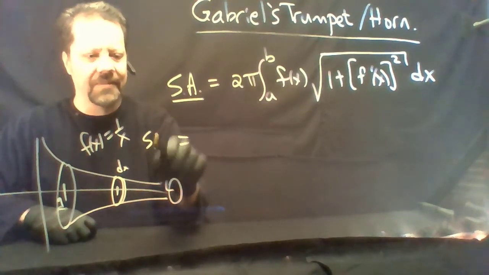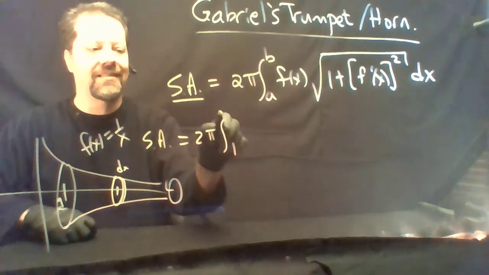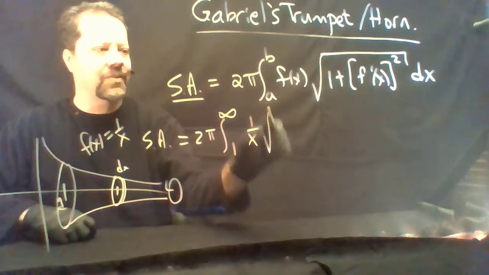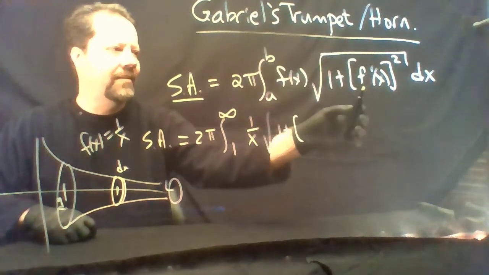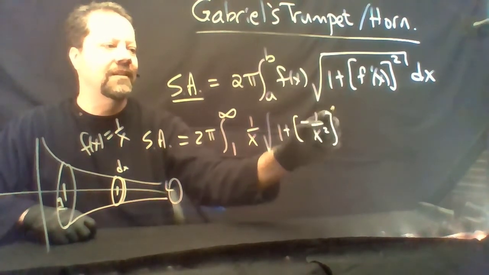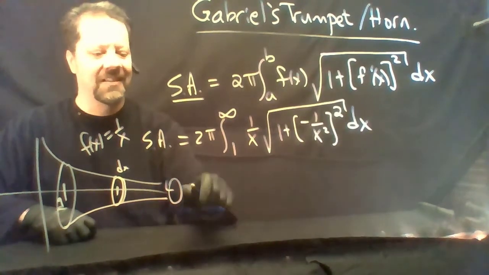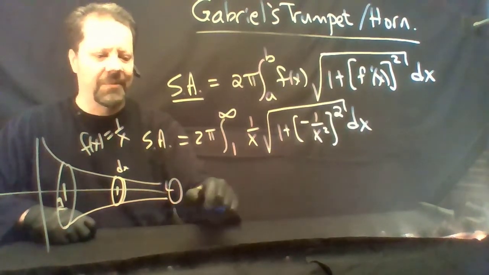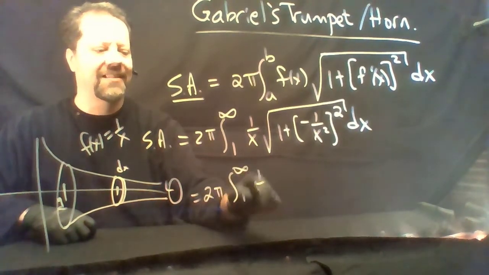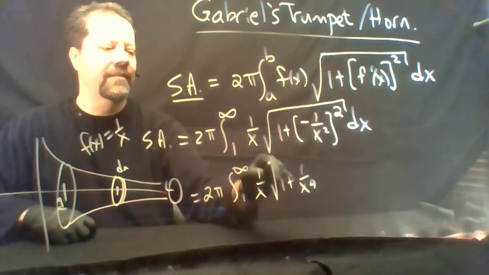So in this case, it's 2 pi, the integral from 1 to infinity, 1 over x, the square root of 1 plus, the derivative of 1 over x is negative 1 over x squared, squared, dx. A bit problematic. This is hard to integrate. Let's simplify this. 1 plus 1 over x to the 4th.